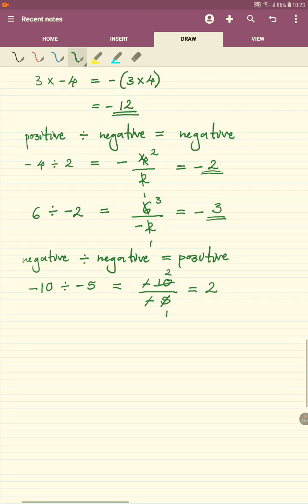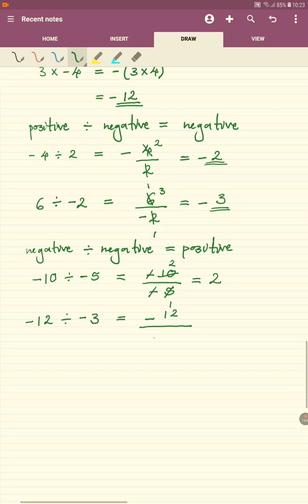Another example, if you have a question -12 divided by -3, you're also going to do the same. Write it as a fraction, that's -12 over -3, and the negative signs, they cancel each other, and you say 3 into 3, 1, and 3 into 12, you get 4, and your answer will be 4.